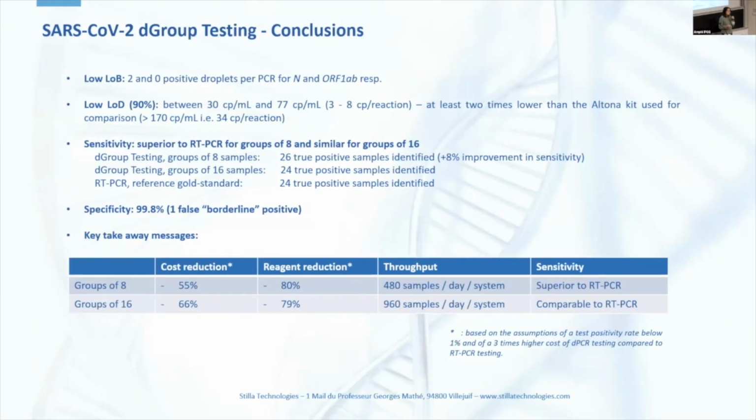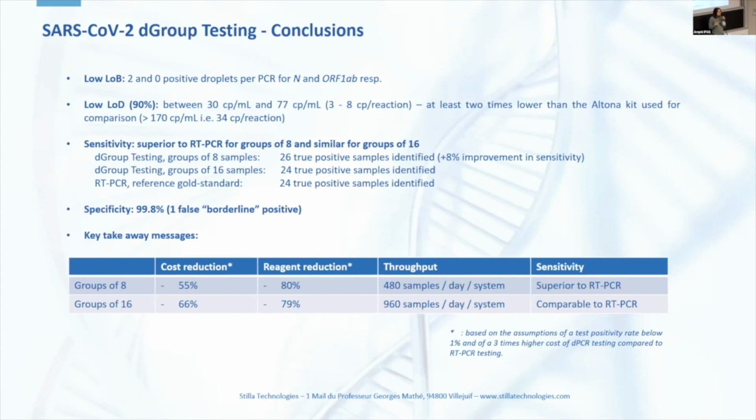To conclude, we also evaluated the limit of detection and the limit of blank of our kit for this method. We found a good limit of blank. So the limit of blank is the number of positive droplets that you can expect in a negative sample. We established also the limit of detection at 90%. We found between 30 and 77 copies per ml. This is at least 2 times lower than the Altona kit used for the comparison here.